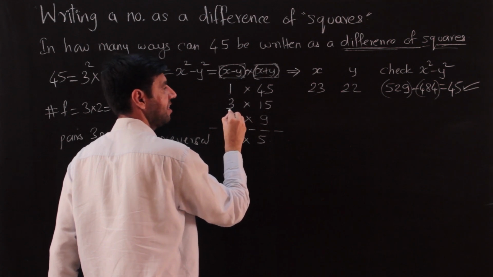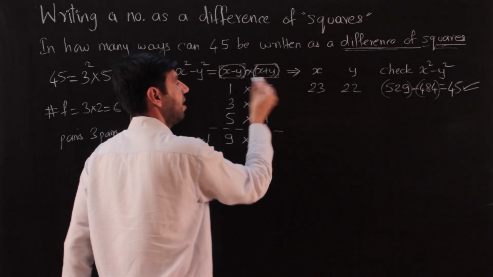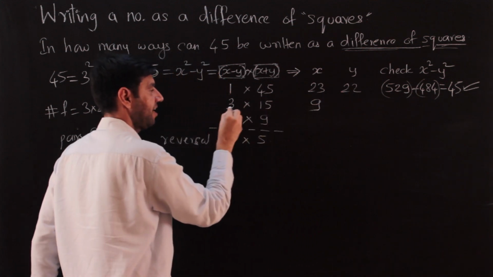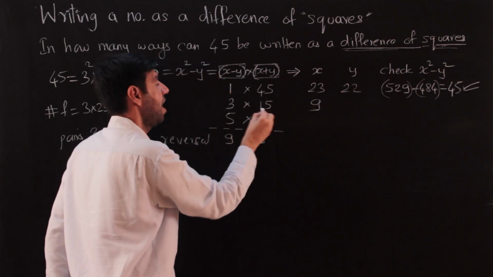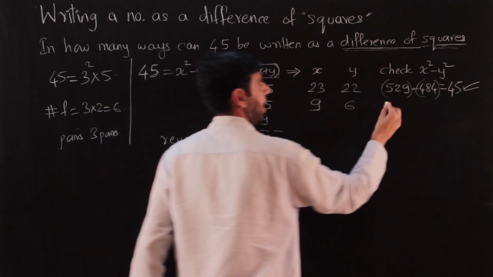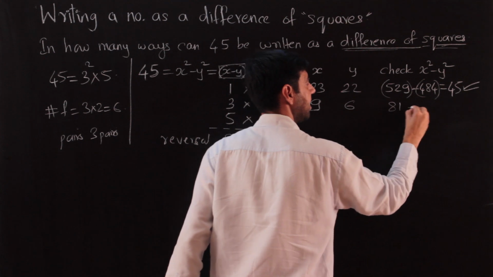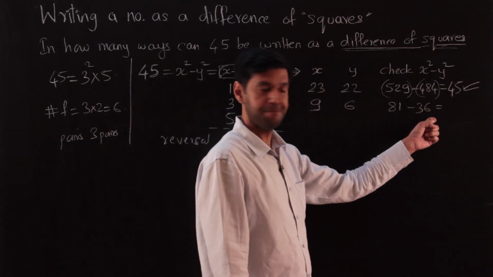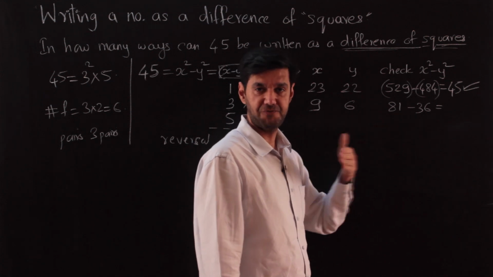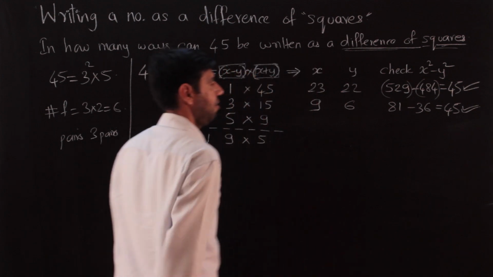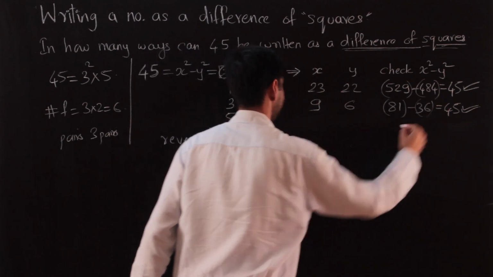15 and 3 are the sum and the difference. So what are the individual numbers? 15 plus 3 is 18, by 2, 9. 15 minus 3, the difference, is 12, by 2, 6. Recheck if you want. 9 square is 81. 6 square is 36. 36 and 4 will make it 40, 40 to 81 is 41, 41 and 4 is 45. So we confirm the difference of squares. Which two squares? 81 and 36.